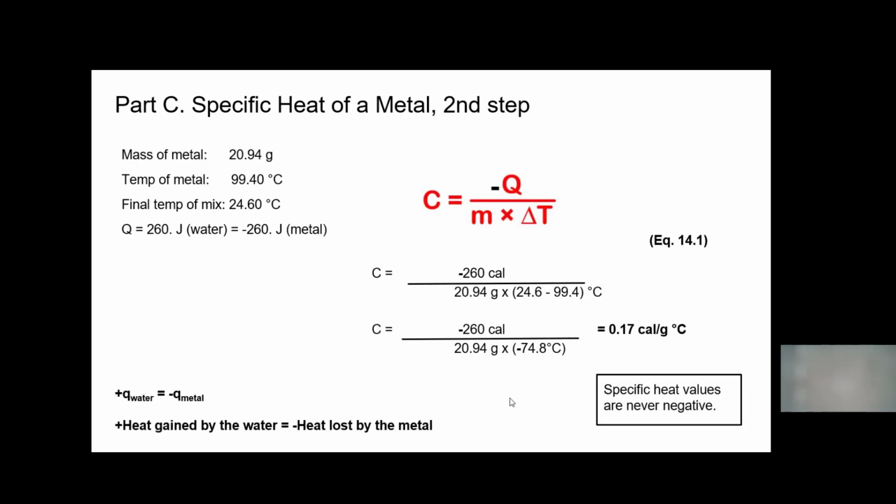Now we're going to plug it in. I'm using equation 14.1. It has a negative sign here, and we're going to plug this in. If you do this right, it will cancel out the negative sign. So I have my negative 260 cals. This is an exothermic reaction. I have my mass of the metal, and I have my temperature difference from here. Do you see it's a little weird? Because 99.4 was my initial, 24.6 is my final. That gives us a negative 74.8. Those negatives cancel out, and I have the specific heat of the substance. Okay?